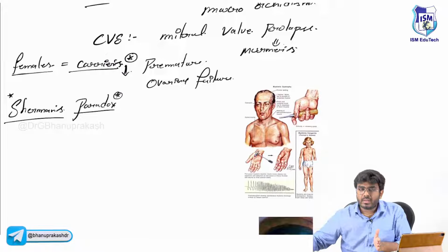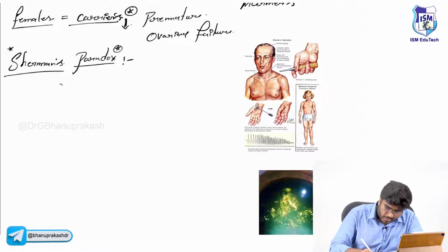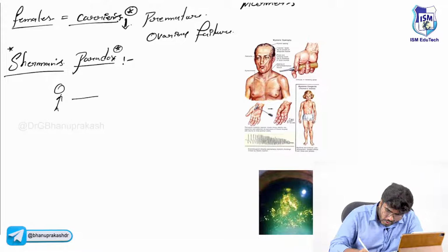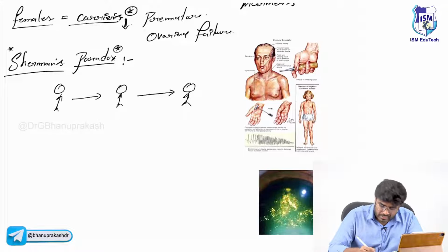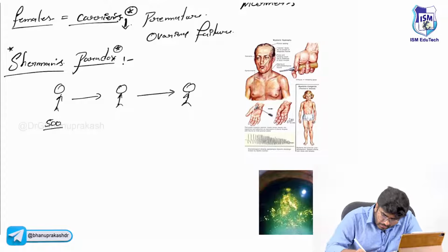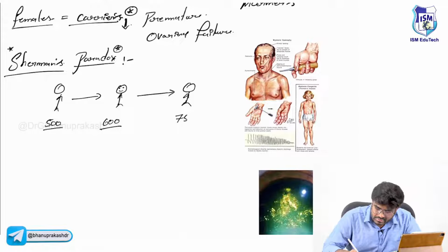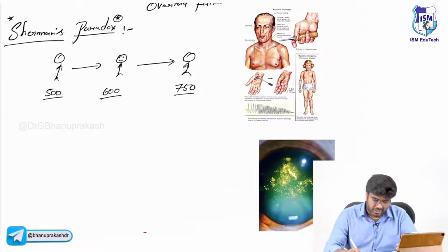Now, do you know what happened to the number of trinucleotide repeats with every generation? For example, imagine there is a father giving the disease to his son, and this son again giving the disease to his son. For example, the father is having 500 CGG repeats. Now, in this son, he is going to have 600 repeats. Now, in his son, he is going to have 750 repeats.